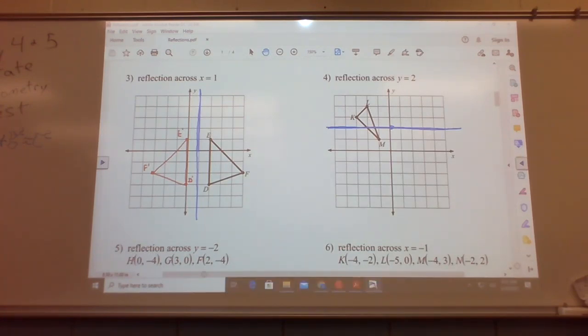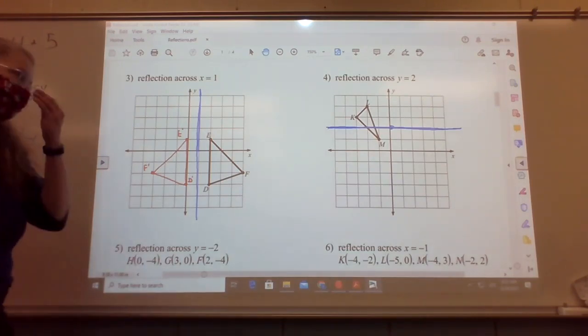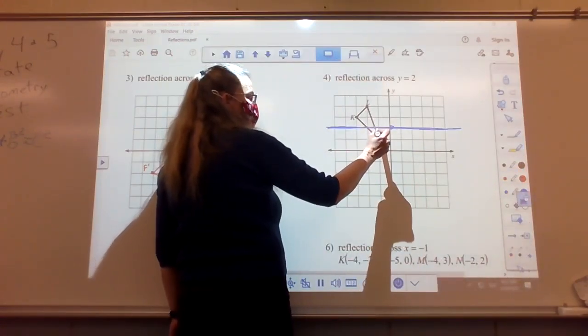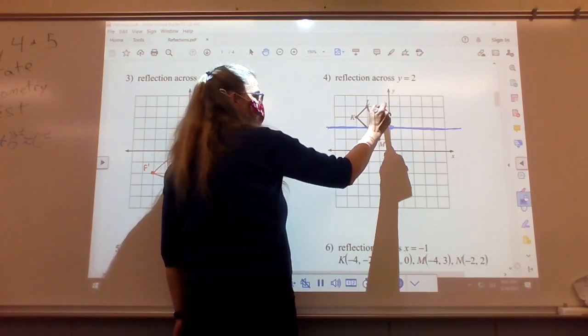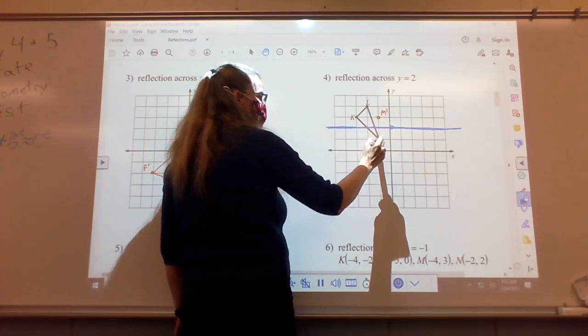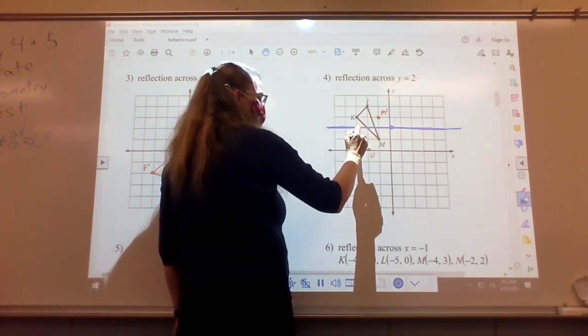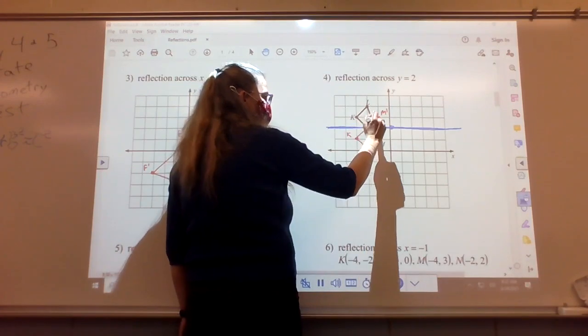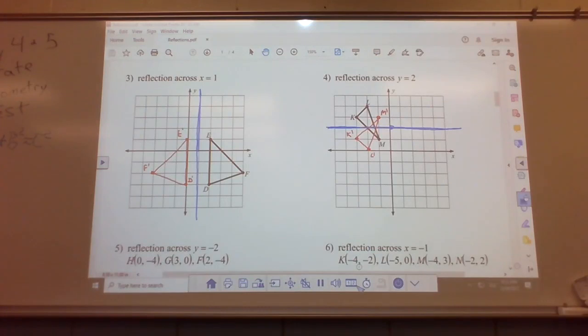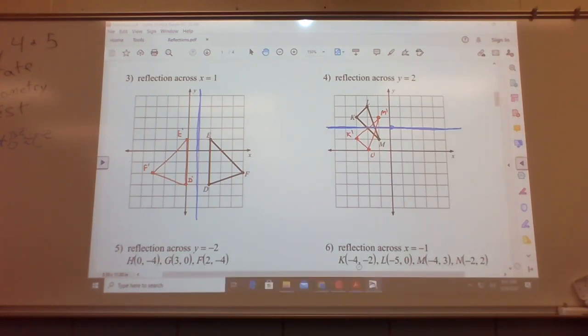Now this one actually is on both sides. So I just have to make sure when I flip it, whatever's above goes below, whatever's below goes above. So M was below, so I've got to go above. L was above, so I've got to go below. K was above, so I have to go below. So that's my reflection. So I'm still on the reflection line, but it's flipped the other direction. So remember, reflection is a flip.